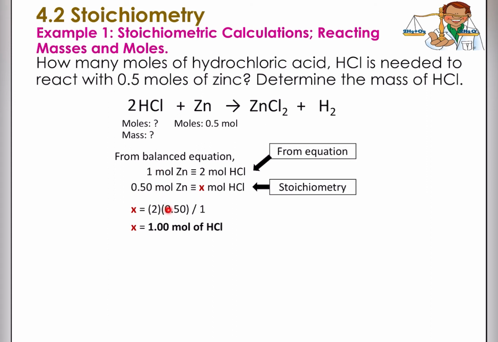And then, seterusnya saya kena calculate mass. So, saya dah ada mole, of course, I can calculate the mass. So, gunakan formula yang awak belajar untuk cari number of mole berdasarkan mass. So, rearrange that. Saya ada mass of HCl di mana 1.0 mole of HCl yang saya dapat daripada X akan darab dengan molar mass of HCl. So, I will have 36.5 gram of HCl. So, inilah cara di mana kita gunakan stoichiometric calculations in terms of mass and moles.